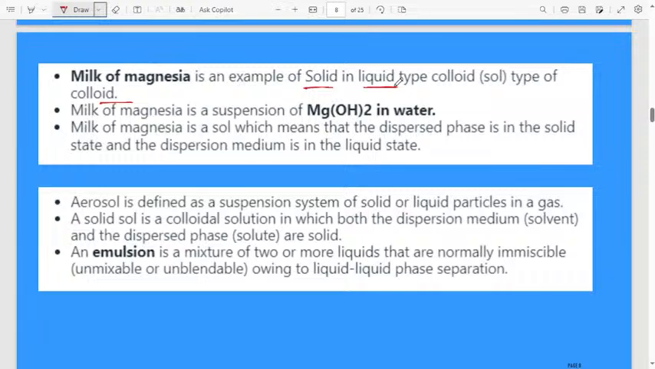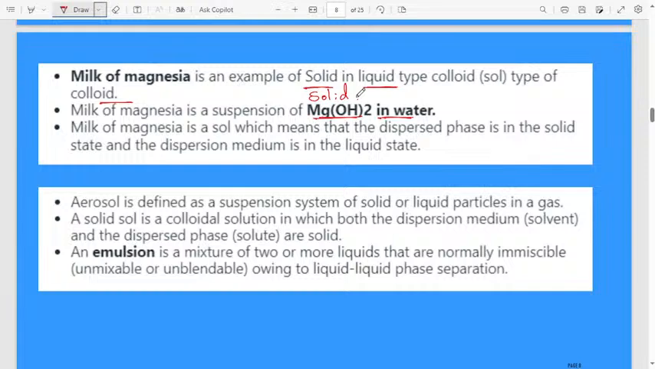Then here, milk of magnesia is a suspension of Mg(OH)2 in water. Here this one is in the solid form, magnesium hydroxide, in water. And like the chalk piece I gave as an example, the Mg(OH)2 will be suspended, simply floating in the upper layer of the water. They will not get dissolved in the water. That one you have to remember.